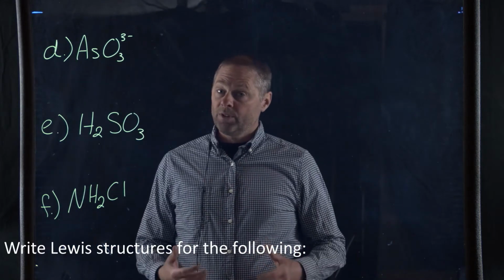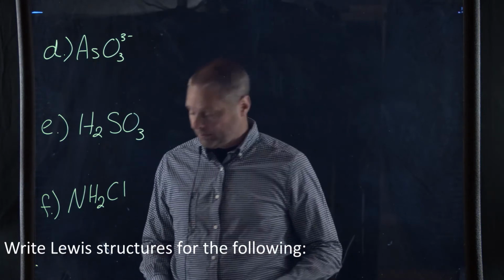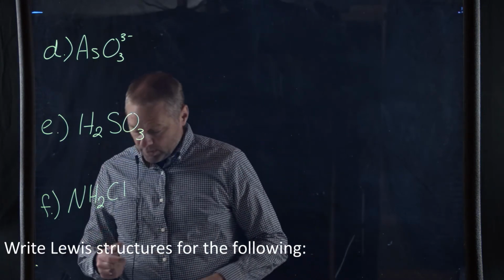We have a few more examples here for which we're going to be finding the Lewis dot structure. All right, so the first one is arsenite.